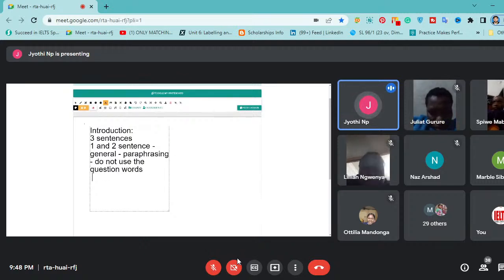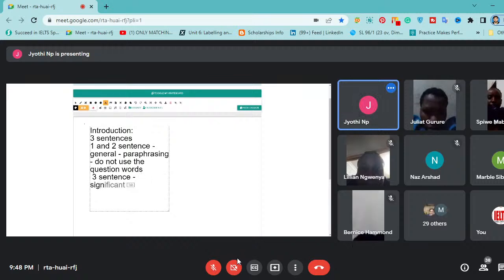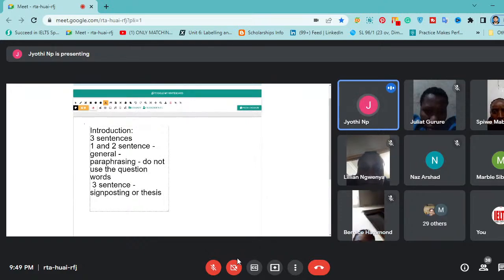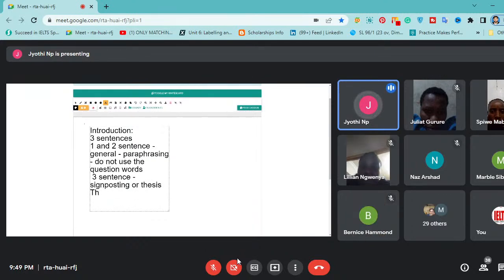Then the third sentence, which is very important, is what we call signposting your essay, or a thesis sentence. Signposting or a thesis sentence means you're going to say what you're going to write in the essay. It should not be "I will explain." And remember, don't give any opinion in the introduction. I will take up the introduction in detail, but first let us just understand the skeleton.